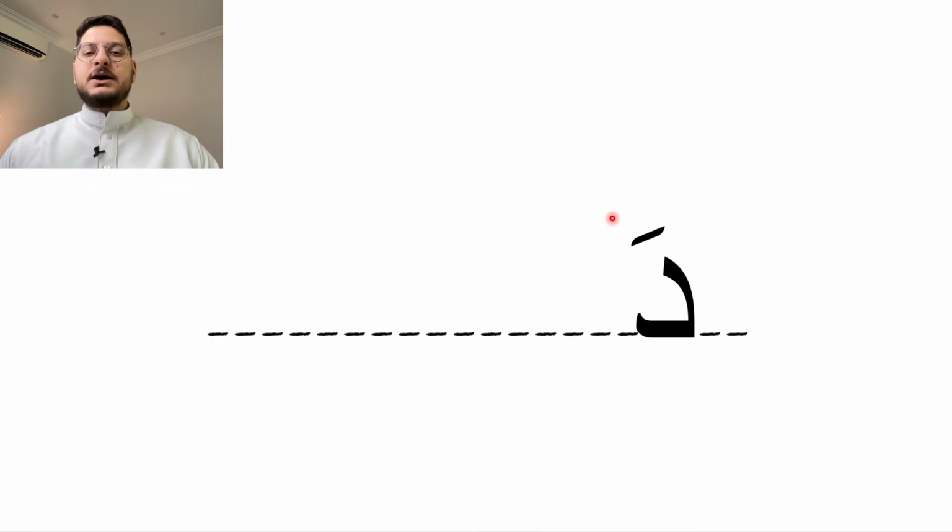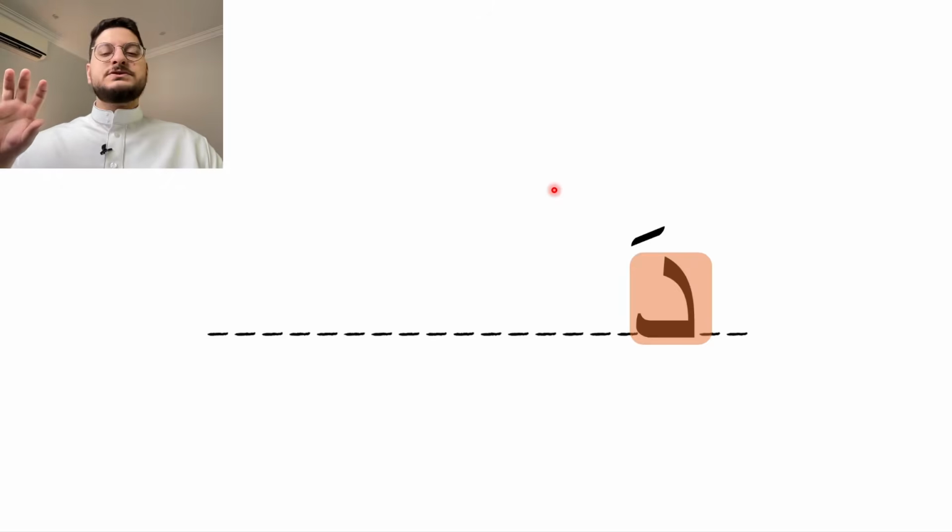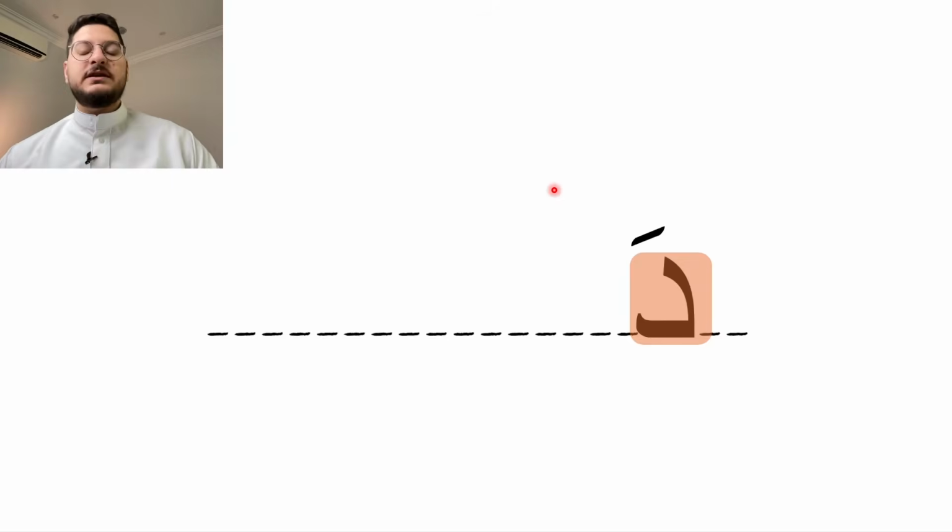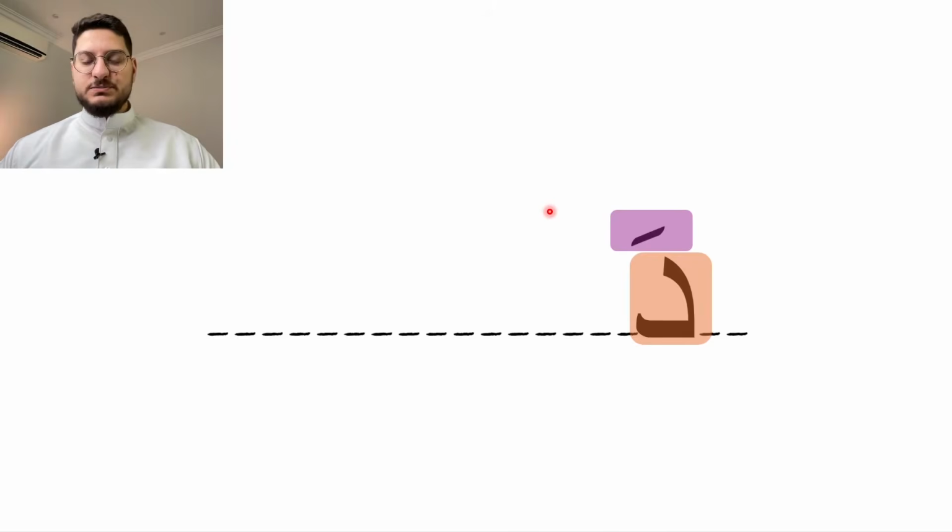Now, let's look at the first letter. This is da. And I want you to see two things in this letter. I want you to see this part in orange, which is the letter itself, the da. And then I want you to see this part in purple, which is the vowel. This dash on top is the vowel in Arabic, and I will show you now how this works. So this is da. Now, let's look at this one. This one is di.